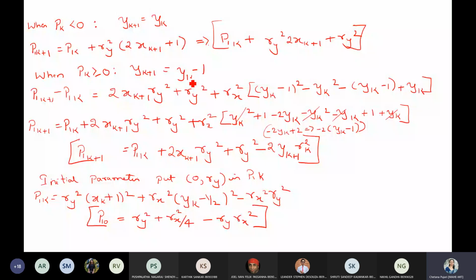So substitute your yk plus 1 with yk minus 1 in the equation. Okay, and the simplified equation you will get is this. So once we are done with this, when it is near yk or near yk minus 1, you have calculated the equation for both. Then you need to calculate the equation for the initial parameter, right?